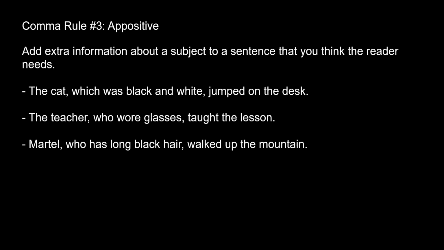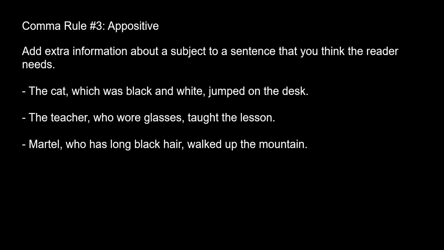Additional information that we need to know, or that you want the reader to know, right, when you are doing your writing. Same thing in the next one. The teacher, who wore glasses, taught the lesson, right? So the extra information in that case is an appositive. So this is a very useful tool for a writer, right? When you want to add a little bit more info to your sentences, you can throw it in between two commas, and that can really help, right?